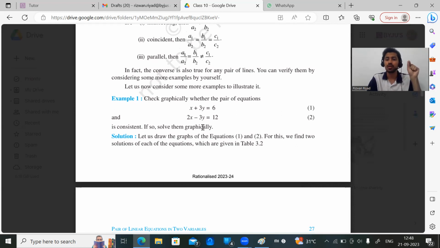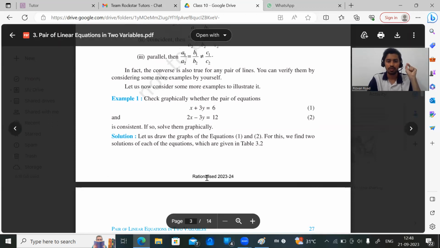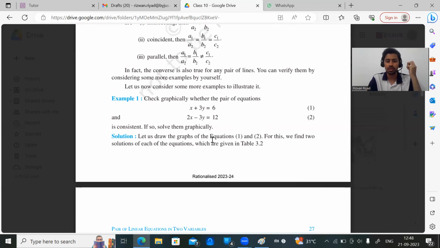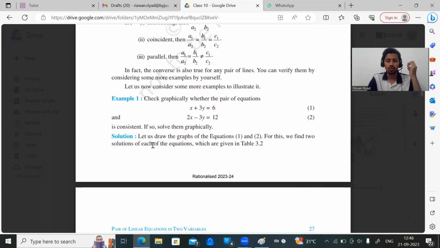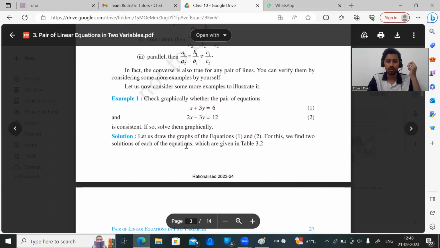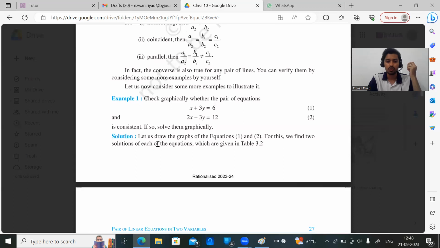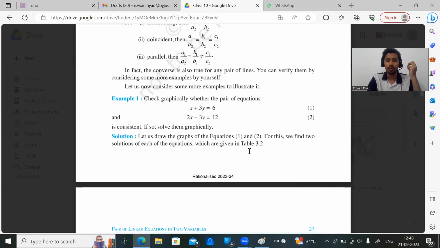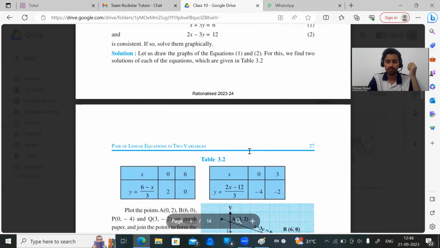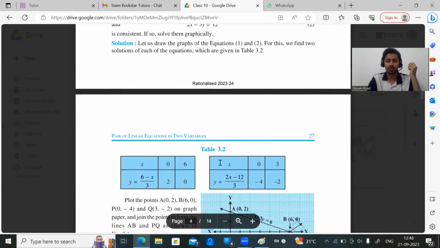So the first step is we are drawing the graph of this equation here. Let's draw the graphs of equations 1 and 2. For this, we find two solutions of each of the equations, which are given in table 3.2. You can see two tables, table 3.2 is divided into two tables.